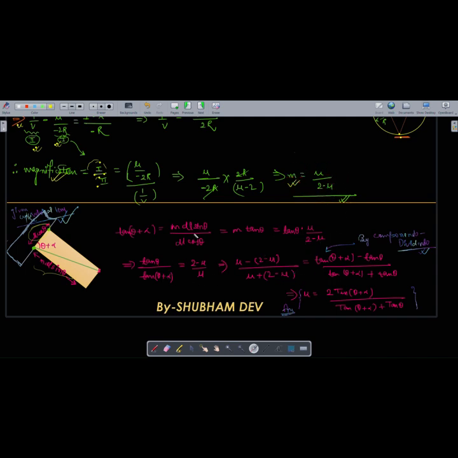So these are the calculations, and if we now just cross multiply like this, tan of theta plus phi by tan of theta, and do a little calculation, we will get this value. And here, if we apply componendo and dividendo, which is very basic, we will get the value of mu.